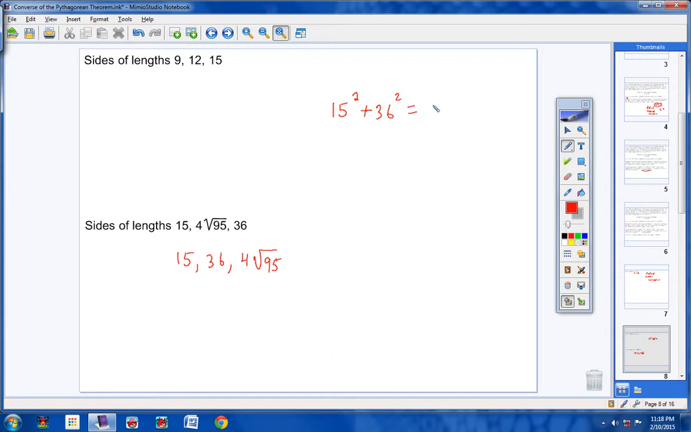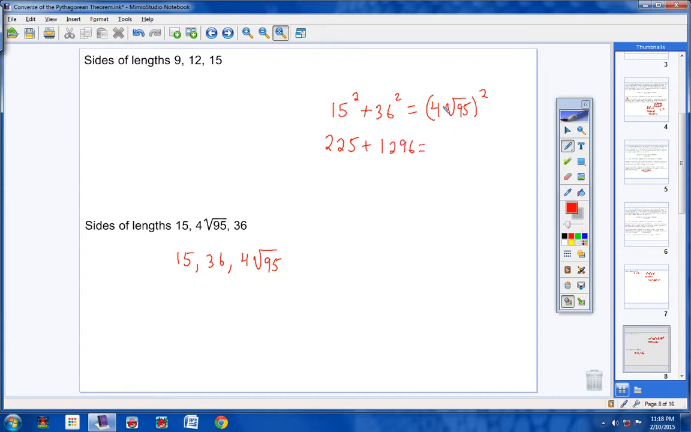And my longest side is 4 square root of 95. Now watch, students, how I do this. We square the whole thing. Now if you watch carefully, I will help you with this, okay? 15 squared, as we learned in the last problem, is 225, okay? 36 squared is 1,296. Now, be very careful.